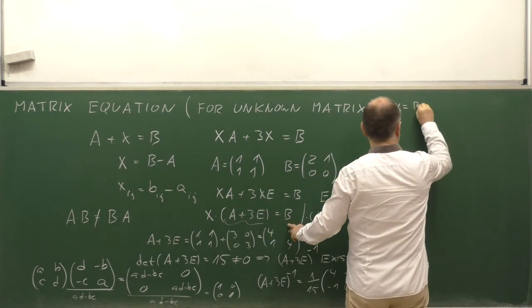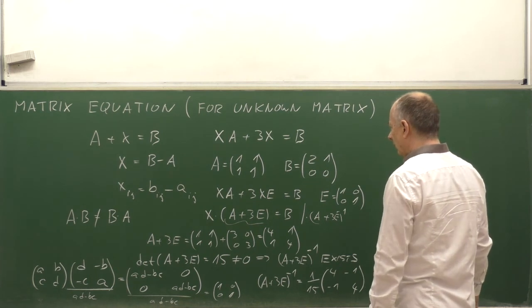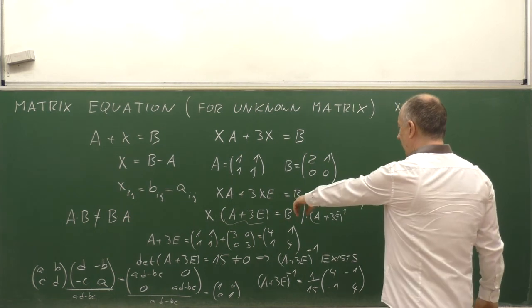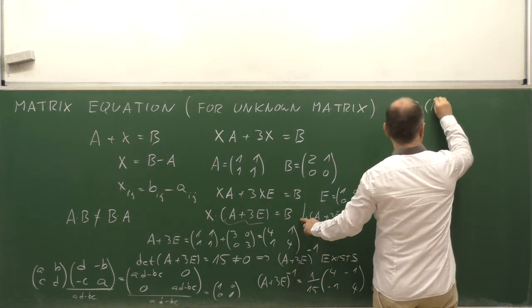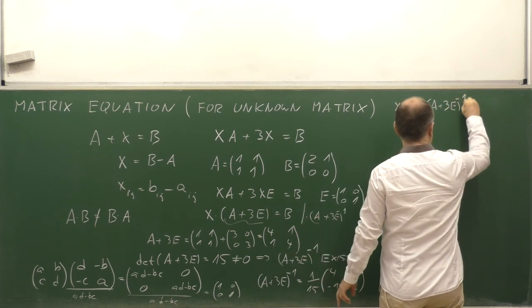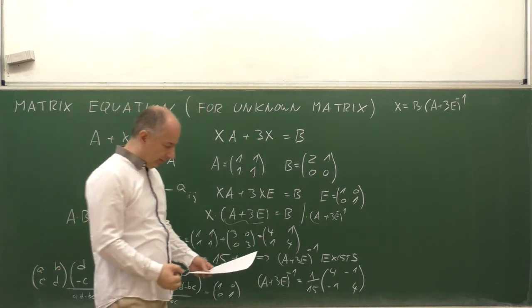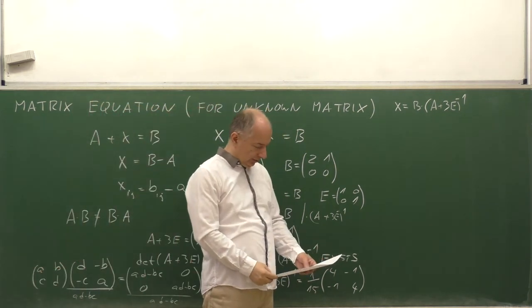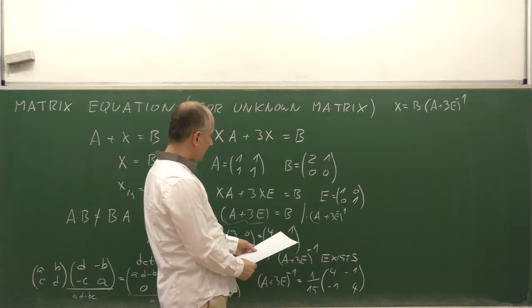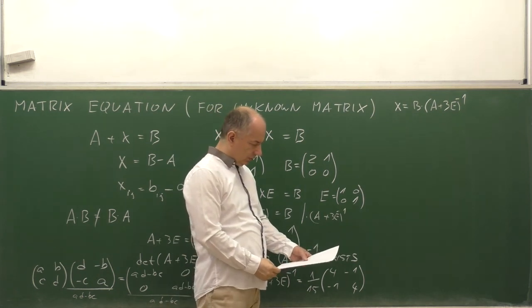B times (A minus 3B) inverse, (A plus 3B) inverse. Let me check this with my preparation.